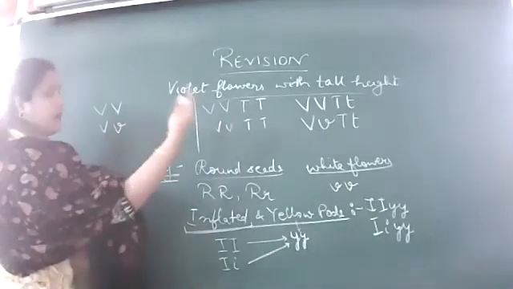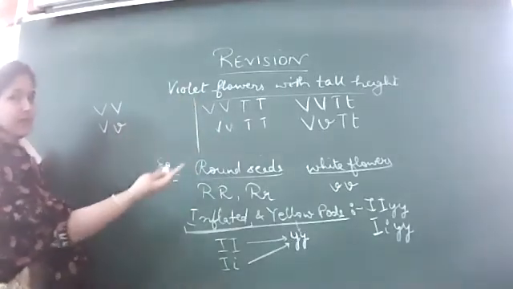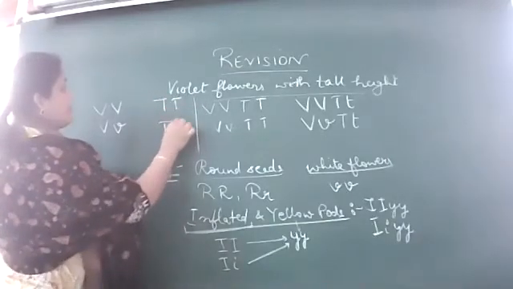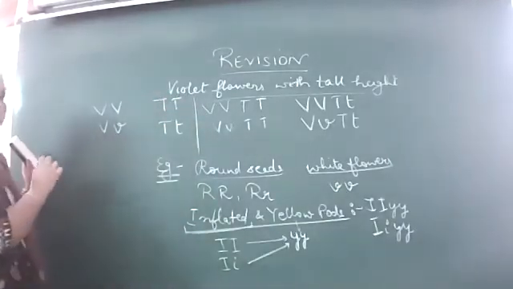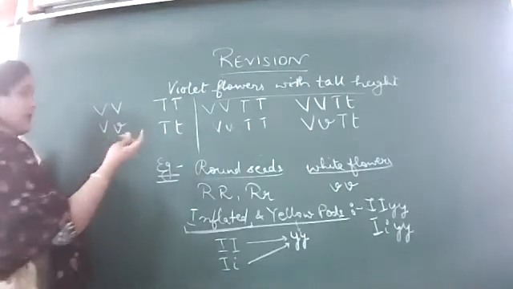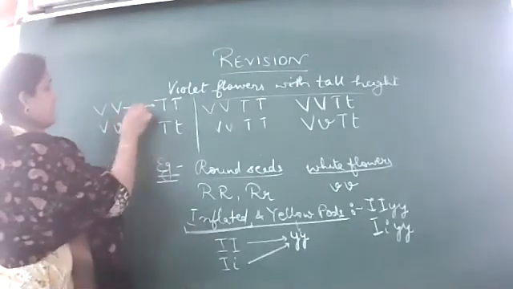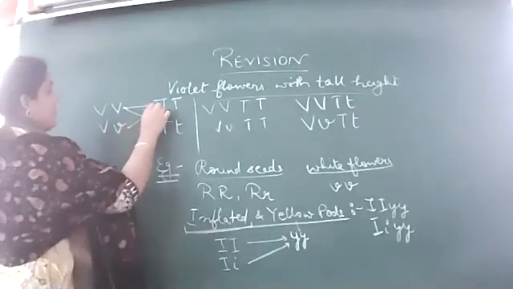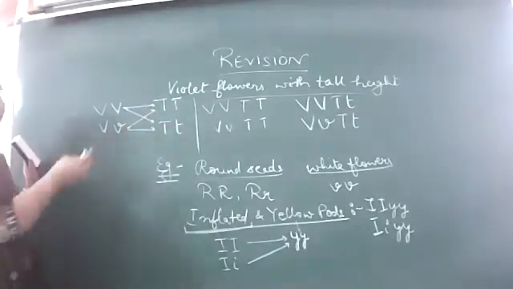For the tall, again, it is a dominating feature over the dwarf. So you will be writing it for the two possibilities: capital T, small t, and capital T, capital T. Now matching them. Each possibility is there for joining with the two. Again, this one has a possibility of joining with the two. Total 4 choices are there.